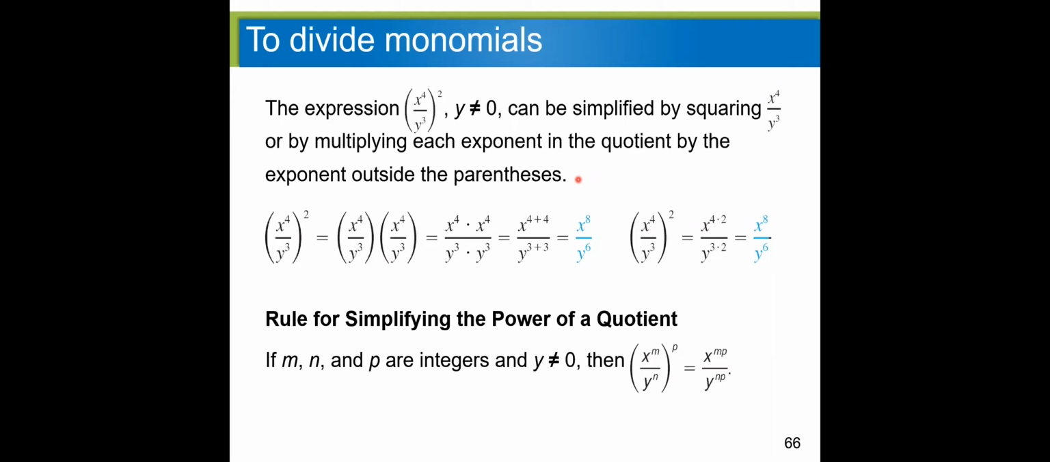Exponenting an exponent, that's not a word, I'm going to stop saying that, follows the same basic idea, wherein you just kind of take it the step down. Where multiplication becomes addition and division becomes subtraction, raising to the power becomes multiplication. So I have these examples down here, where you essentially take this 2 and distribute it to the top and to the bottom. 4 times 2 is 8. 3 times 2 is 6, giving me x to the 8th, y to the 6th.